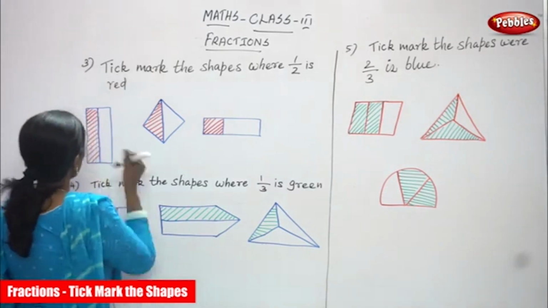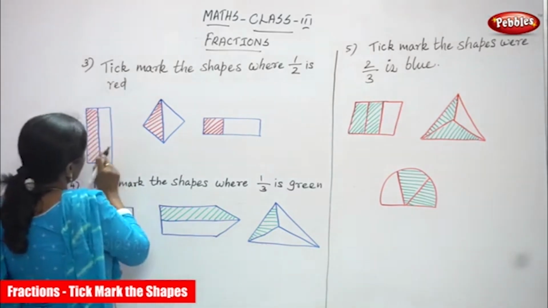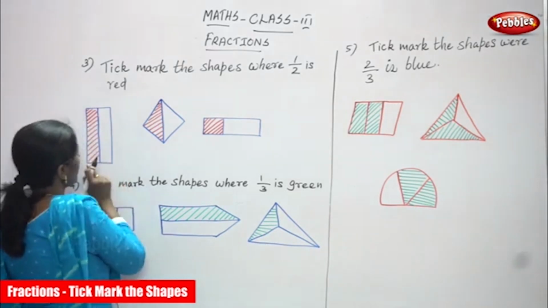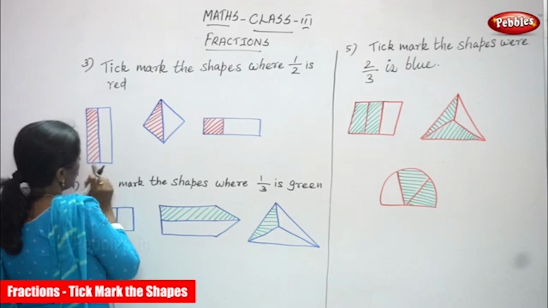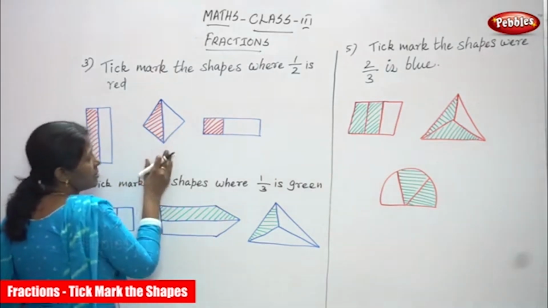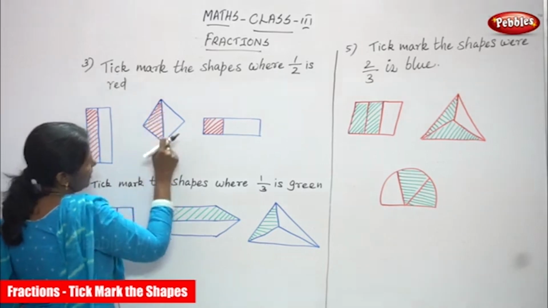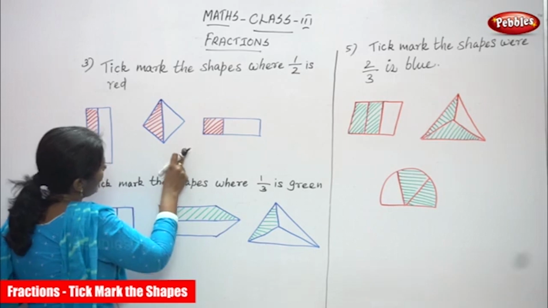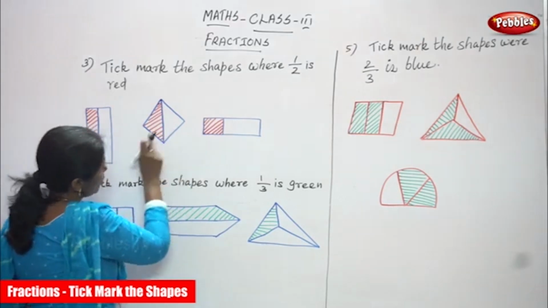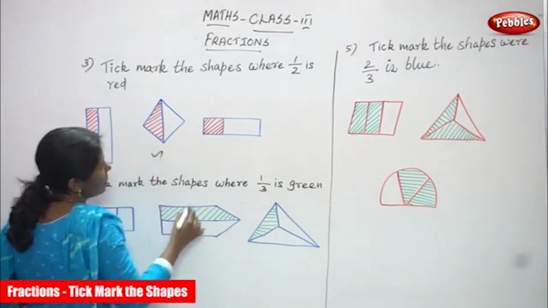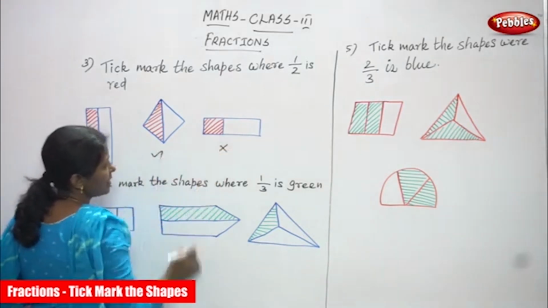So this is 1 by 2, this is correct, because I cut into two equal parts, then I shaded only one part in red color. This is exactly 1 by 2. And the next diagram is also what? It is not a triangle, it looks like a triangle, but actually it's a diamond shape. I cut into equal parts, then I shaded only one portion in red color. So this also gets a tick mark.